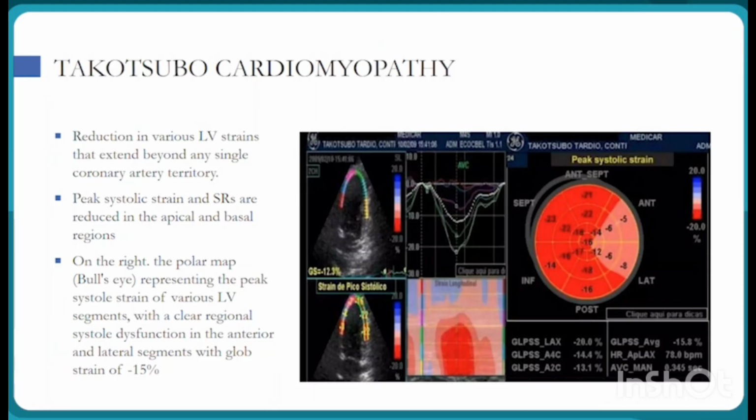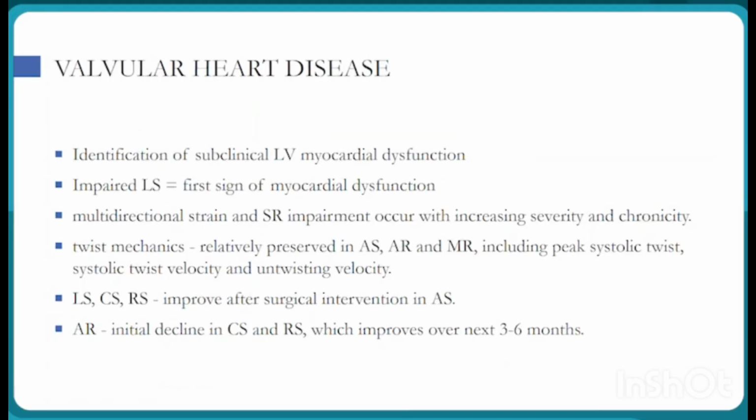Now in patients with Takotsubo cardiomyopathy, if you acquire strain imaging, you can see there is reduction in various LV strains that extend beyond any single coronary artery territory. The peak systolic strain and strain rates are reduced predominantly in the apical and basal regions. On the right, you can see a bullseye plot which represents the peak systolic strain of the various LV segments, with a clear regional systolic dysfunction in the anterior and lateral segments, with global strain of around -15%.